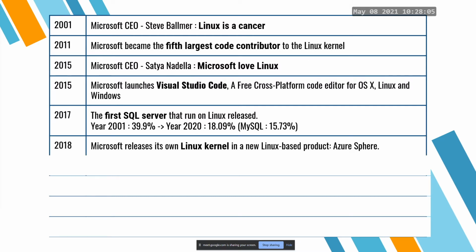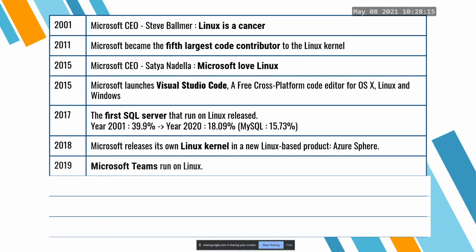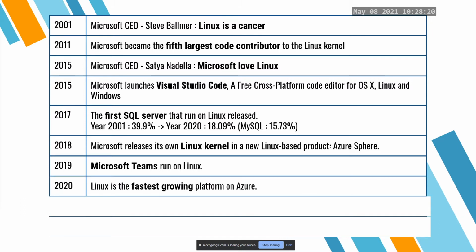Then in 2018, Microsoft released its own Linux kernel in a new Linux-based product, Azure Sphere. Basically it's an Azure product. Then in 2019, Microsoft Teams could already run on Linux. In 2020, Linux is the fastest growing platform on Azure. This statistic is given by them, I did not put it up. You can check with the Azure Product Manager. They always tell people that Linux is now the fastest growing platform on Azure.